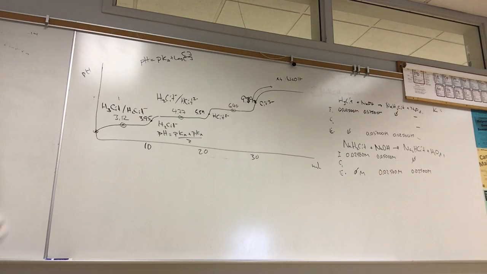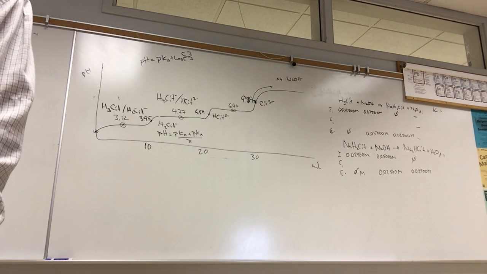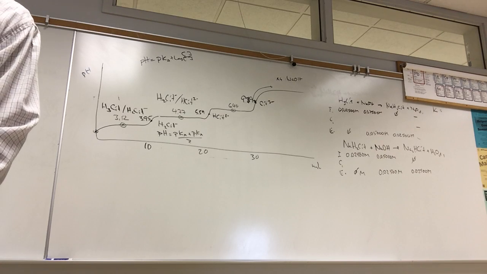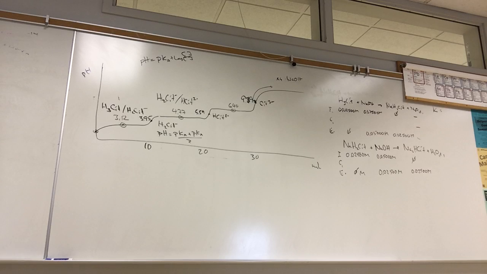The initial pH is just 0.100 molar citric acid. Ka1 for citric acid is 10 to the minus 4. Ka2 is 10 to the minus 5. They're kind of close, huh?